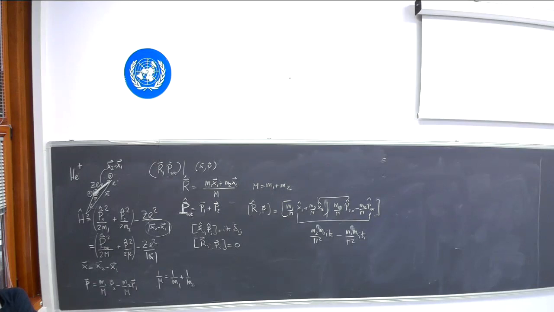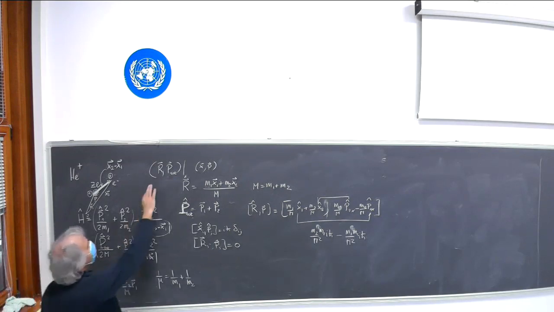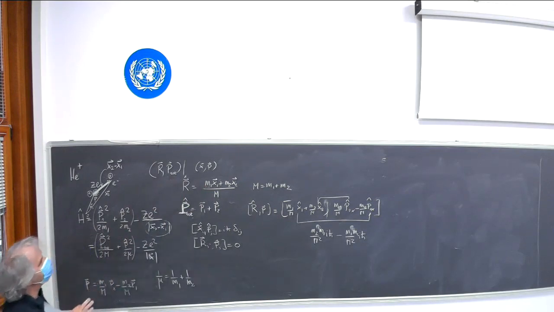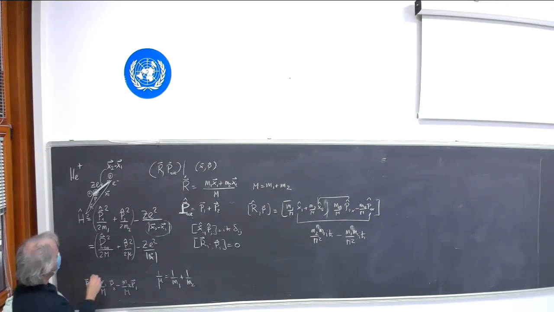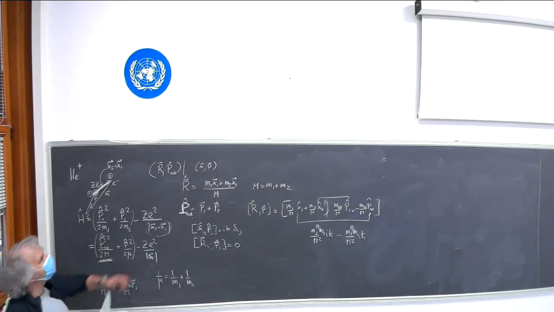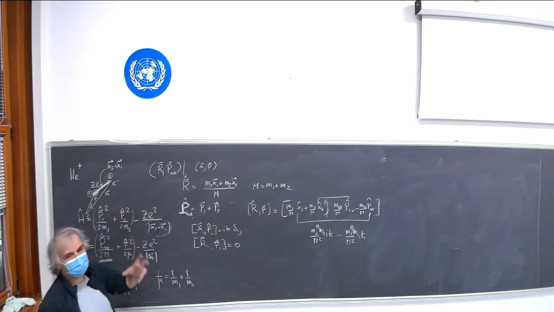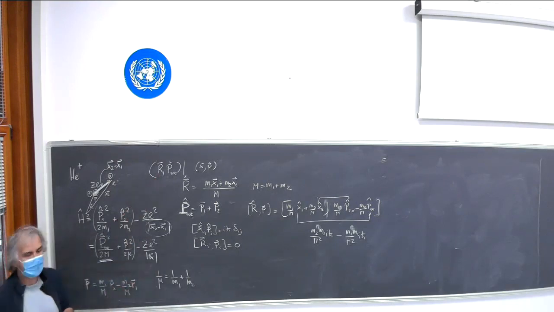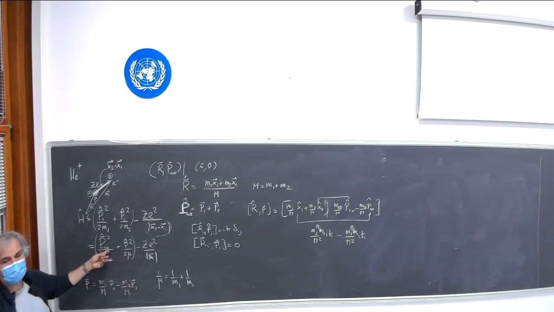Is it clear? Now that I wrote the Hamiltonian in this way, this suggests that I have split my six-dimensional problem into a center of mass and a relative motion problem. And the center of mass is simple because there is no potential energy in which R is involved, right? The center of mass can be anywhere in space. It's pure free kinetic energy.